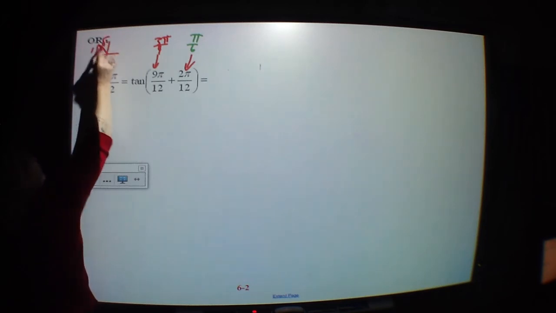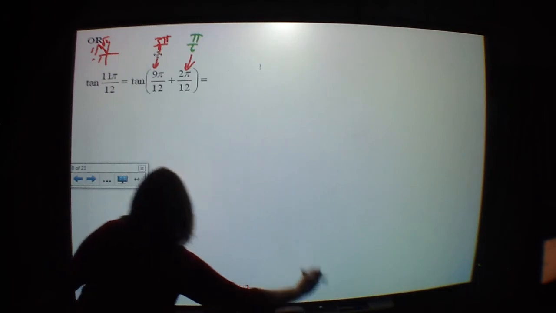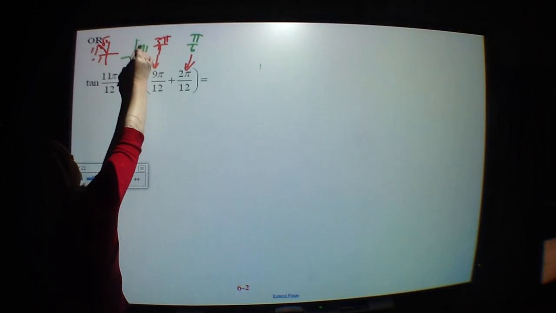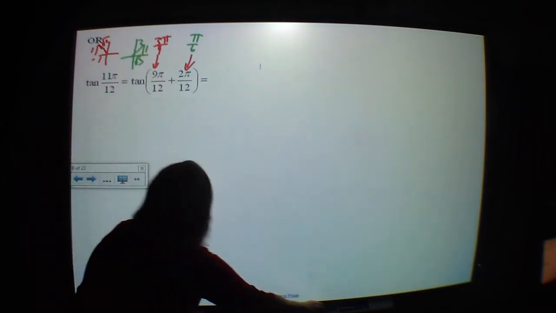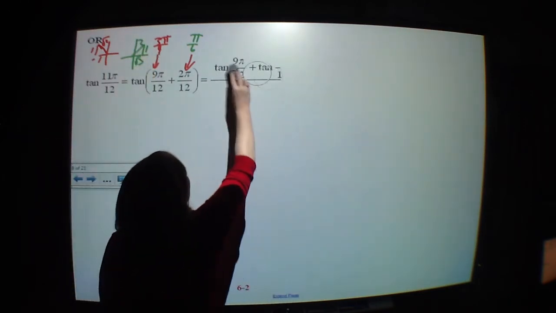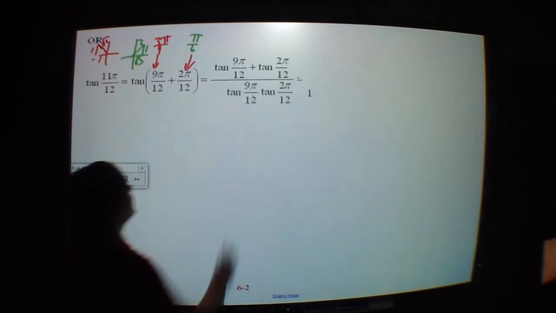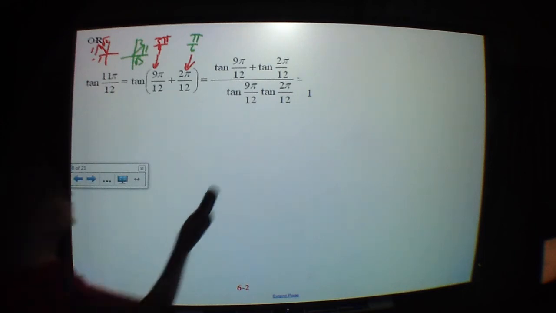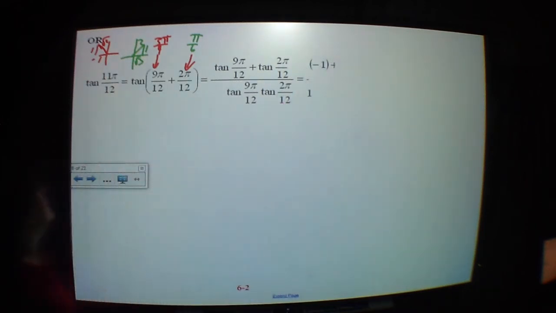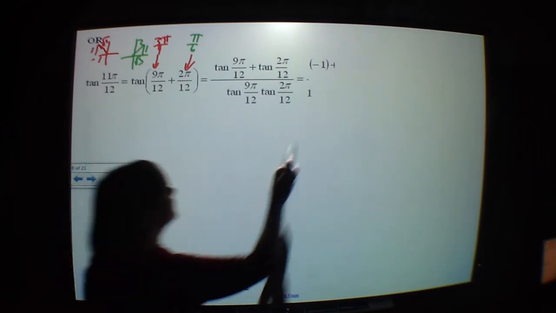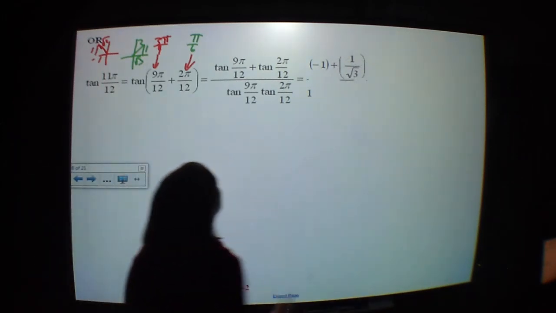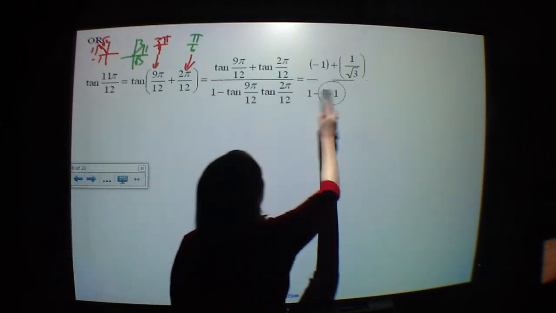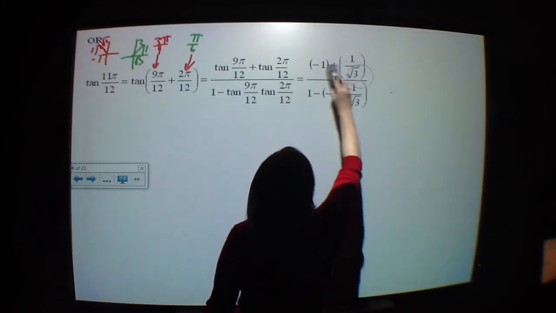If you were going to draw them out, 3 pi over 4, 1, 1, radical 2, pi over 6, 1, 2, radical 3. So there are my triangles, and you could just use the same thing right there. Tangent of 9 pi over 12 is negative 1. Tangent of pi over 6 is 1 over radical 3. And then on the bottom, I have 1 minus. Those multiply.